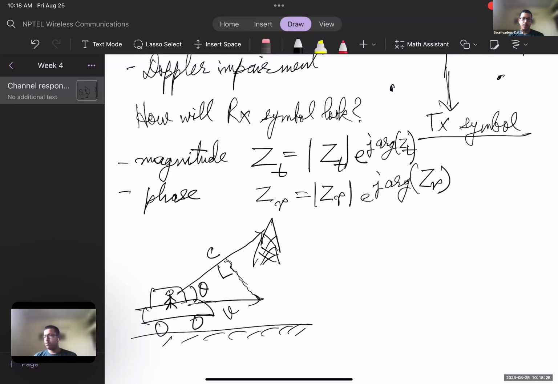But okay, coming back to this. So you have a mobile user moving at a velocity v, and so what is the component of this velocity in the direction of transmission? Can somebody tell me? So v cos theta, right?